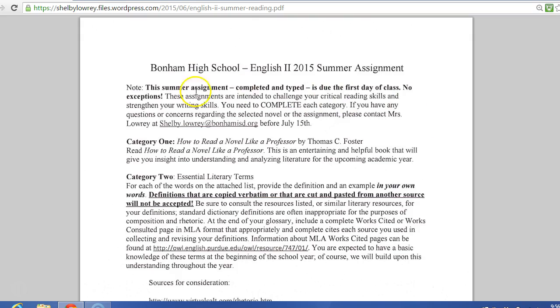I'm going to read this bit to you just so that I know you've heard it. This summer assignment, completed and typed, is due the first day of class. No exceptions. These assignments are intended to challenge your critical reading skills and strengthen your writing skills. You need to complete each category. If you have any questions or concerns regarding the selected novel or the assignment, please contact Miss Lowry at shelby.lowry@bonhamisd.org before July 15th.